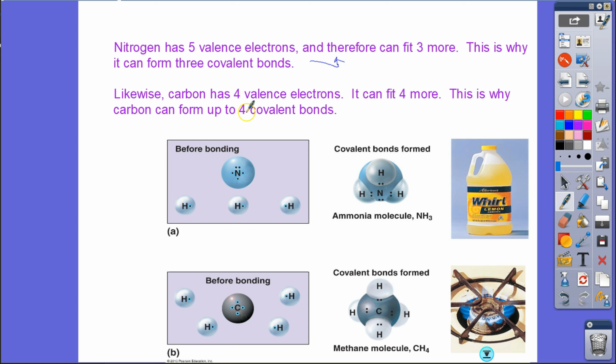If you look at carbon, carbon is in group 14, so it has 4 valence electrons. And when you draw the dot diagram for carbon, you have a dot on each side. That means carbon has 4 electrons available for bonding. That makes it pretty special.